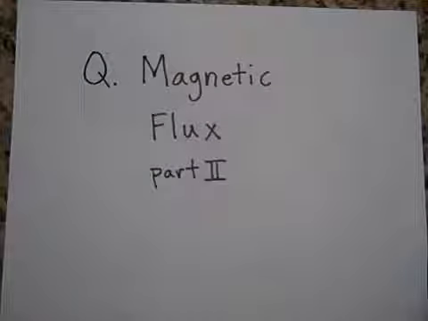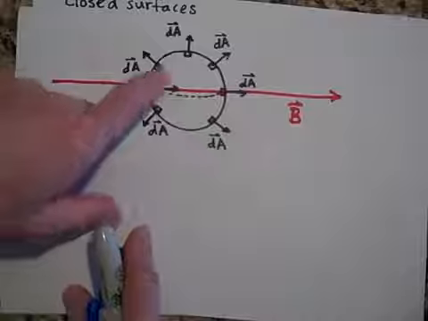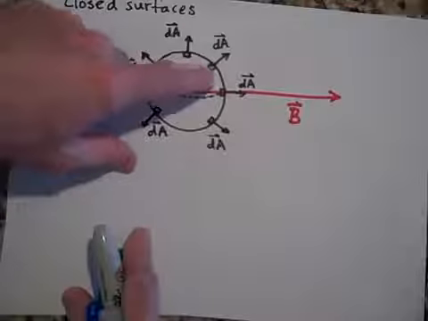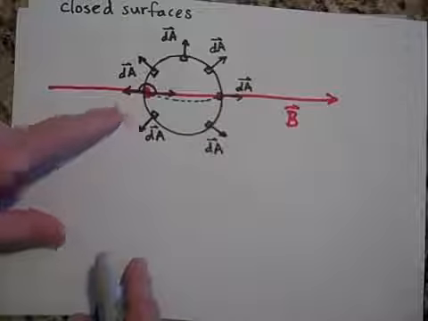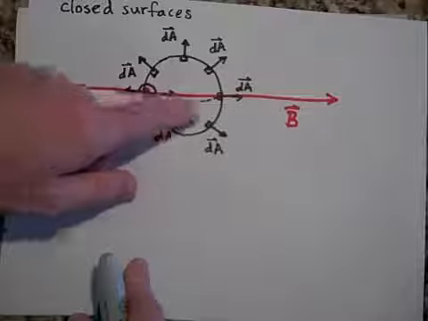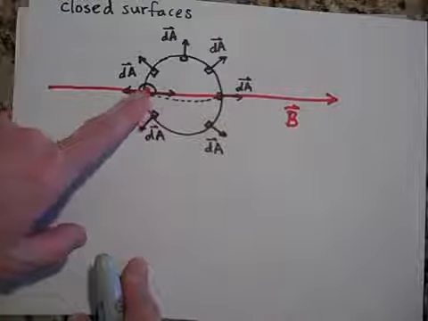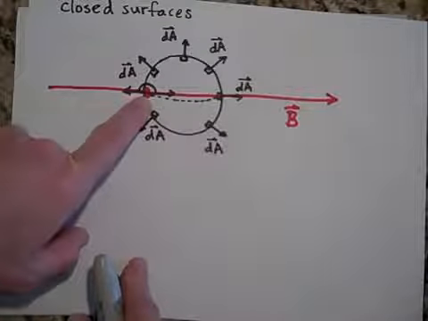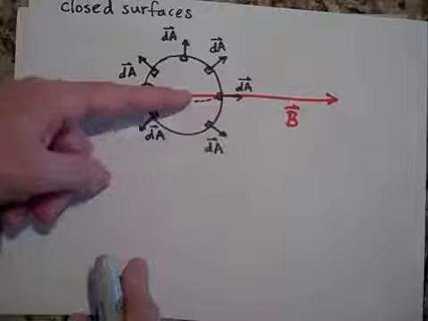Okay, this is magnetic flux part 2. And I was making the point here with this closed surface that when you have closed surfaces, the dAs always go normally out of the surface, or perpendicularly out of the surface. So if you have a line coming in like this, then the flux going through this little dA here is negative because your dA is outward and your B is that way.